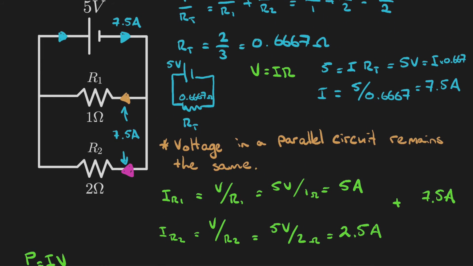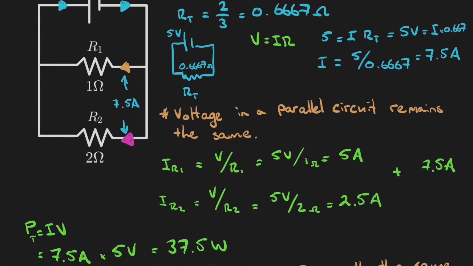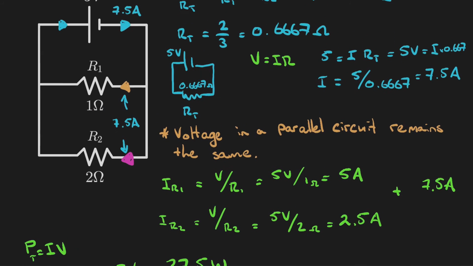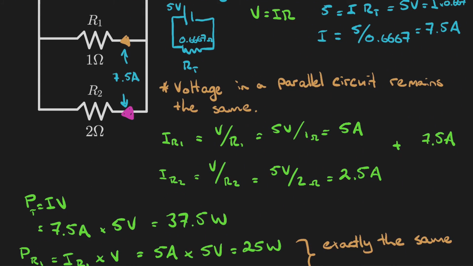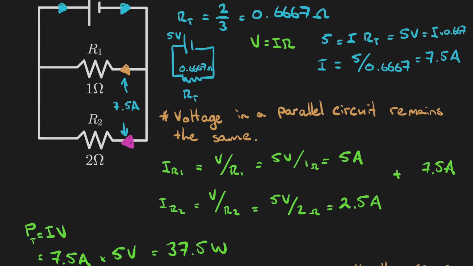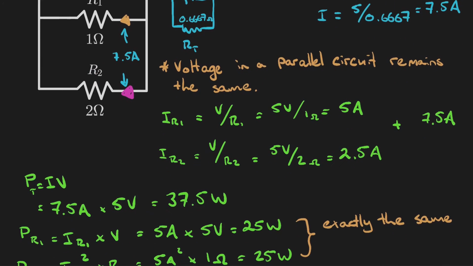And then we mentioned that the voltage in a parallel circuit always remains the same through each branch. So the voltage through this is the same as the voltage flowing through here. So we know that 5 volts is at this point, and 5 volts is also at this point because our supply voltage was 5 volts. So then we could find out what the current flowing through R1 and R2 was.